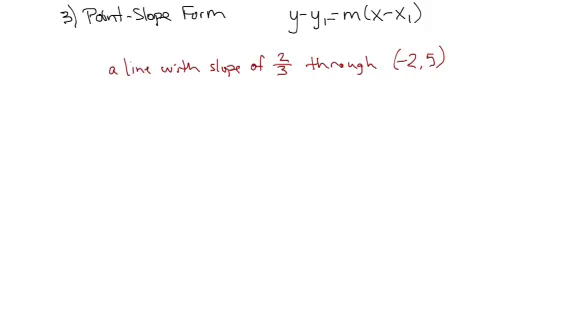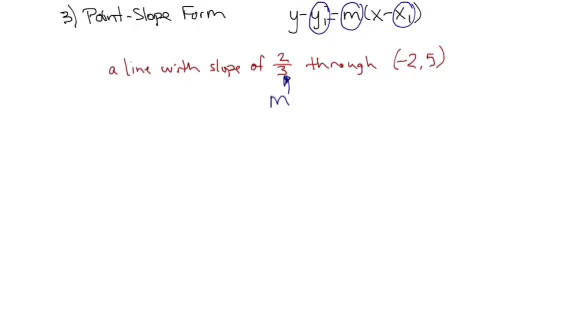Third of our formulas was point-slope form. A little ugly, but really, really easy to just plug numbers in for this type of question. So in point-slope form, what we're really looking to do is replace the y1, the m, and the x1 with actual numbers. And we know what those numbers are, because we have a line with the slope of 2/3. So my m number is that 2/3.